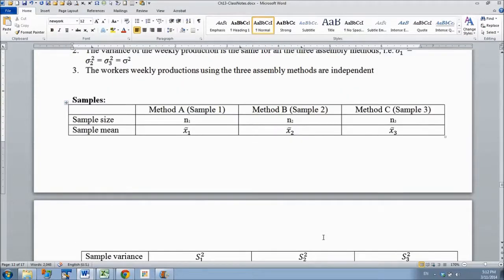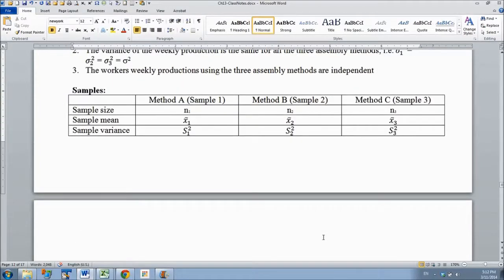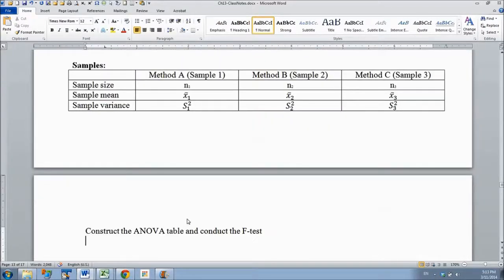Then we have 3 samples, 1 for each method, and they are summarized with sample sizes n sub 1, n sub 2, n sub 3, sample means x bar sub 1, x bar sub 2, x bar sub 3, and sample variances s squared sub 1, s squared sub 2, s squared sub 3. Now at this point, the procedure is exactly the same as the first example we did, that was the observational study. Now we construct an ANOVA table and we complete the test. We'll do that in the next video.